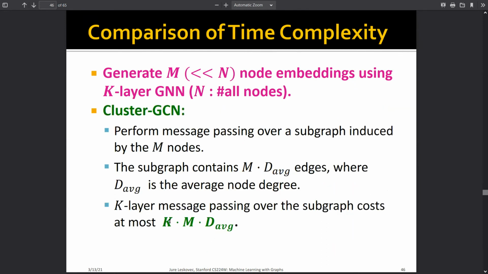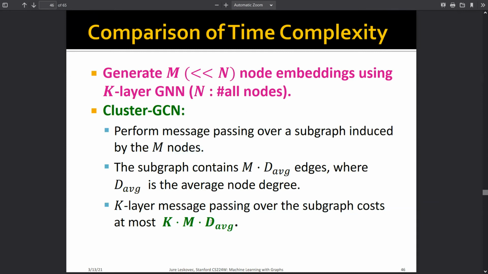Now compare it to the cluster one, where you pre-cluster things. Now you're thinking in terms of subgraphs and you're no longer doing the previous node embedding calculation. So you only have to do it K times, for K layers. And then M is the number of nodes, the subgraph nodes, on average, I guess.